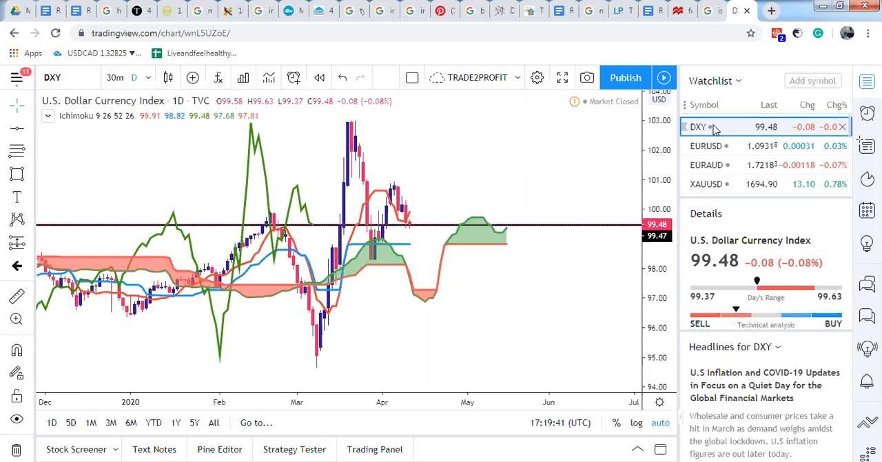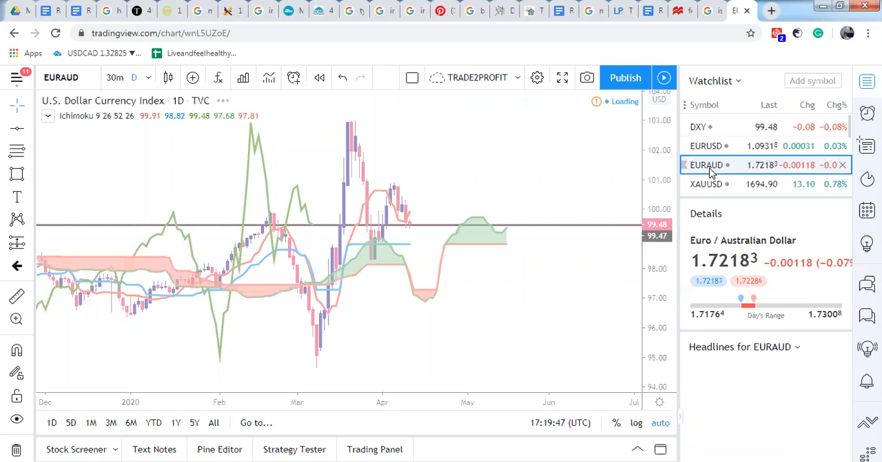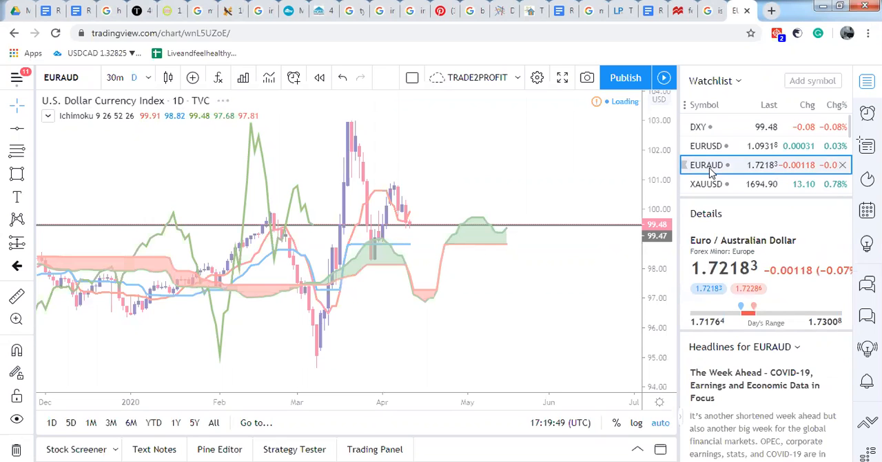So Euro Dollar, the technical analysis is that it's meant to be a buy. Euro Aussie, I think I saw something for Euro Aussie. Yeah, let me just quickly look at it.